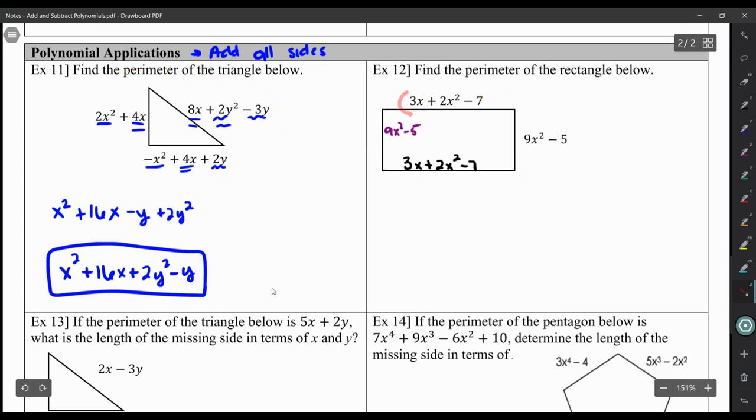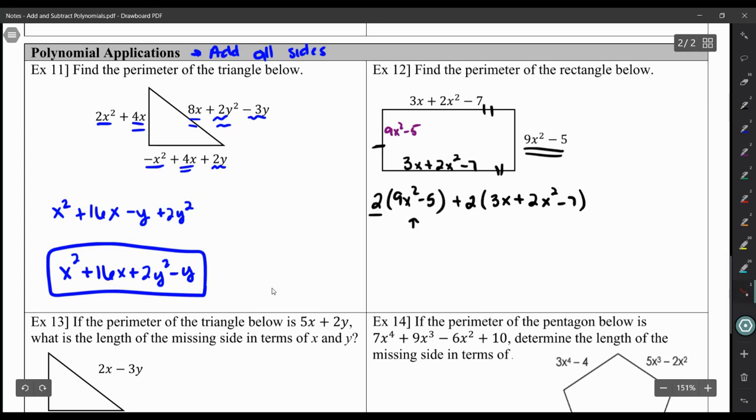Find all of your like terms and add them together throughout all four sides. But there is a shortcut to this. We know that this is exactly the same side as this one. So what we can do is say that there are 2 times 9x squared minus 5, because there are 2 of those sides. And we're going to add together the 2 of the other side, so 2 times 3x plus 2x squared minus 7.